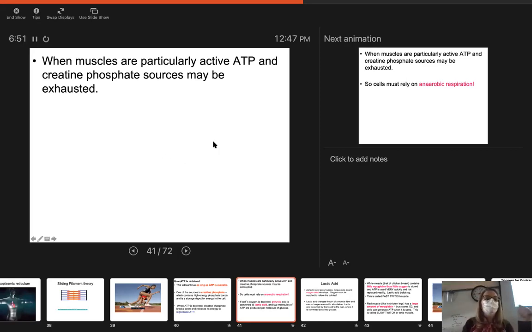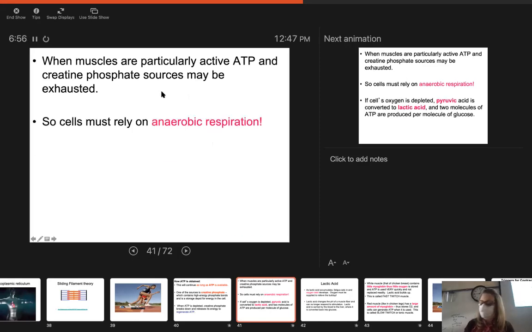So if you've used all your sources of ATP and creatine phosphate, your cells have to rely on anaerobic respiration. So highlight anaerobic respiration.